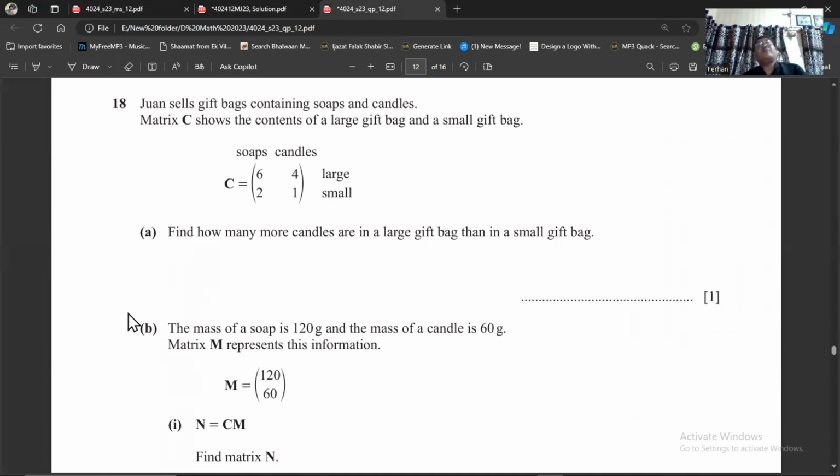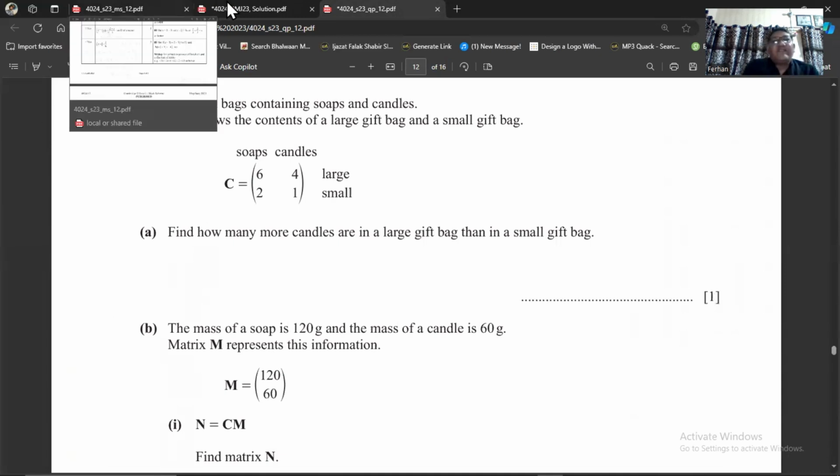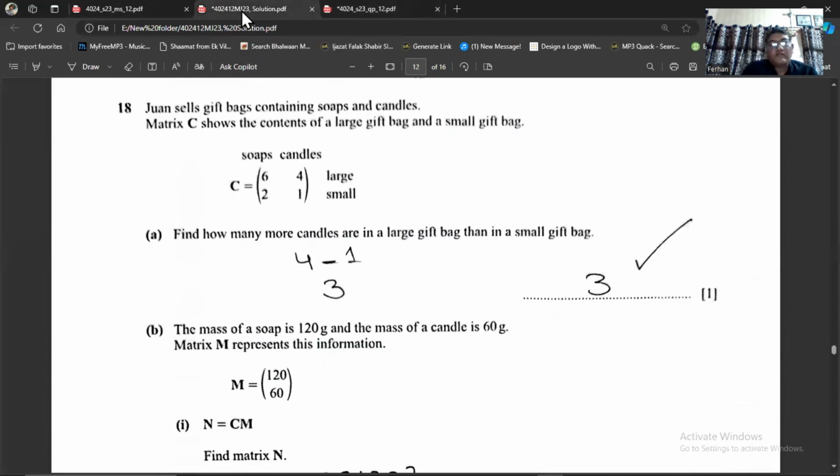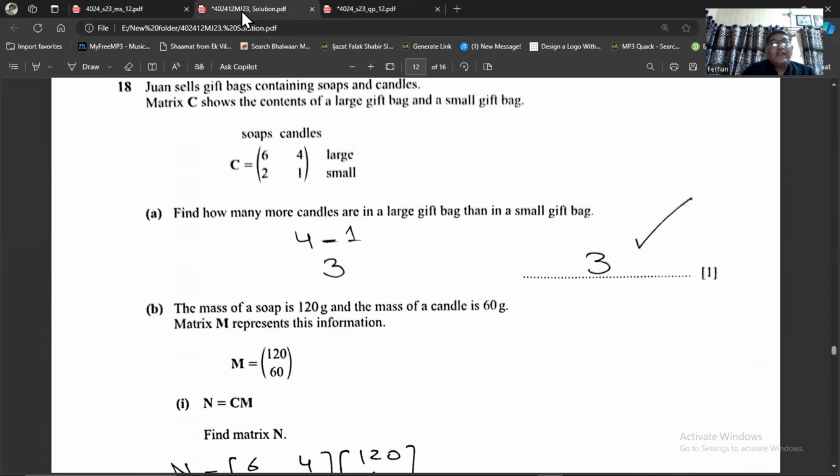In the large gift bag, there are 4 candles, and in the small gift bag, there is only 1 candle. So 4 minus 1, that will be 3. So you will have 4 minus 1, that is 3.